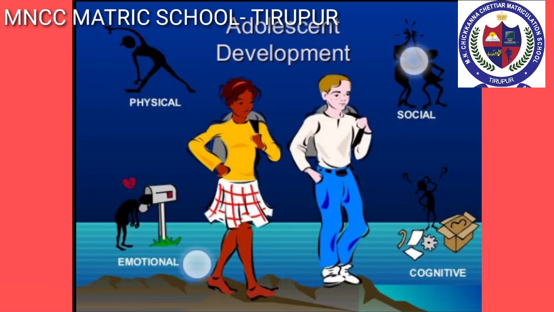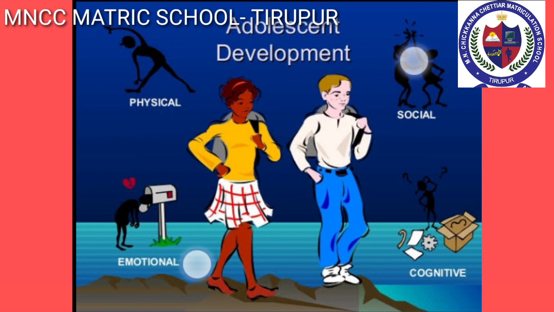Secondary sex characteristics in boys and girls. In girls, height and weight increase. Fatty and subcutaneous tissue develop. Hips broaden. Hair grows in armpits and pubic area. Voice becomes shrill. Breasts develop.